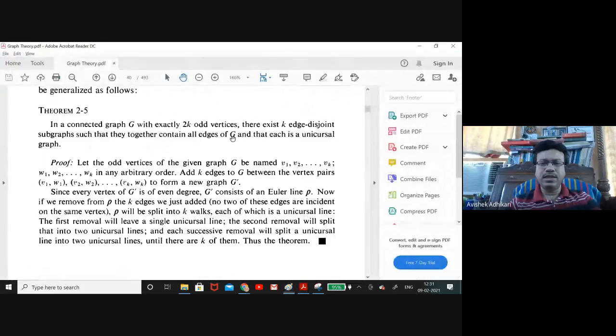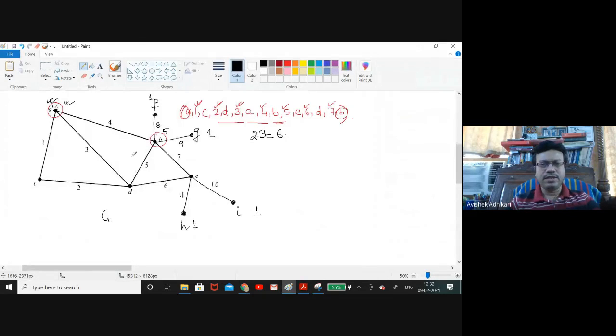It says that there exist k edge disjoint subgraphs such that together they contain all edges of G, and each is a unicursal graph. That means each of the k disjoint subgraphs will be a unicursal graph. Let me try to find them. Can you find 3 unicursal subgraphs, or 3 edge disjoint subgraphs, in which you will find some unicursal graph? So you need to find 3 subgraphs.